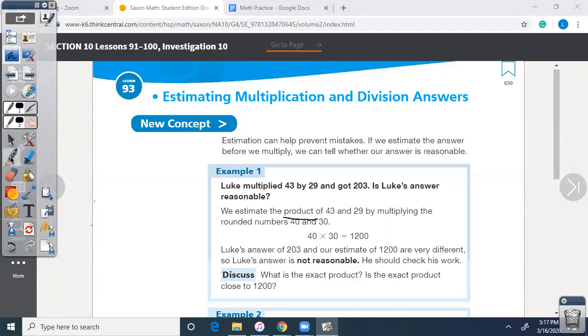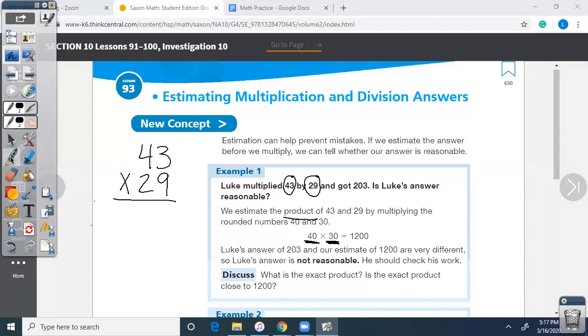Okay, so we are going to estimate the product of 43 and 29. We're estimating the product, so we're multiplying. I'm going to write 43 times 29 over here. But that's not really what we're doing because we're not just solving it 2-digit by 2-digit. We're estimating the product. So the first thing we need to do is round 43 to the nearest 10. 43 rounded to the nearest 10 is 40. And then we round 29 to the nearest 10, which is 30.